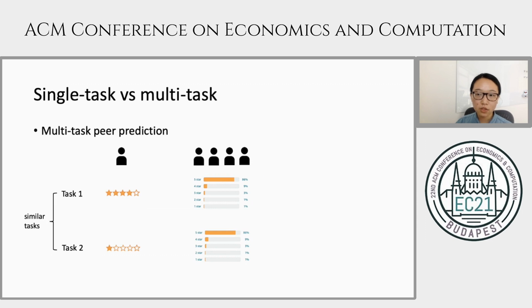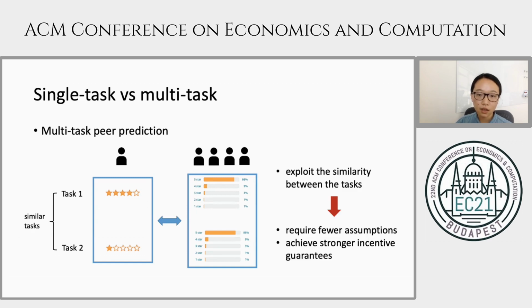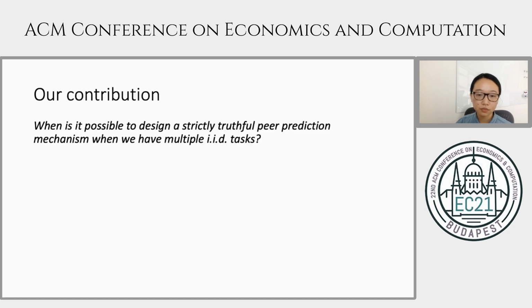More recently, researchers found that the problem becomes much simpler if there are multiple similar tasks, and the designer can decide a score for a participant's report for all these tasks by comparing all the reports from other people. In this case, the designer can exploit the similarity between the tasks, and as a result, multitask peer prediction mechanisms usually require fewer assumptions and can achieve stronger incentive guarantees.